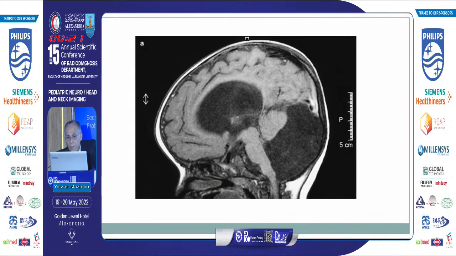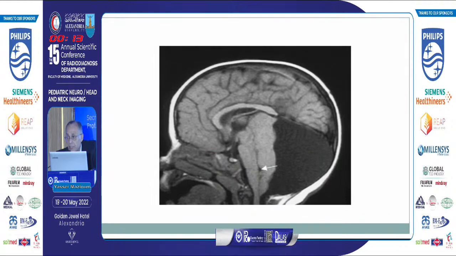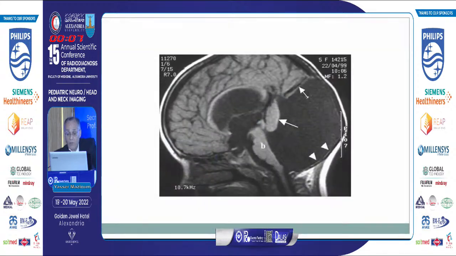Typical appearance of Dandy-Walker: deficient cerebellum and dysgenetic or agenetic vermis. Another example with a small fourth ventricle and deformed axis of the midbrain.